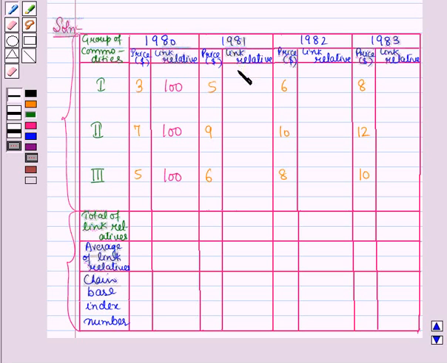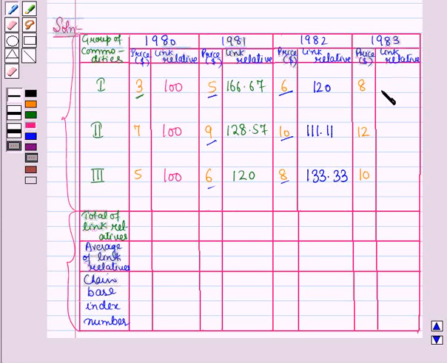Now for the year 1981, the link relative for group 1 will be equal to the current year's price, that is 5, over the previous year's price, that is 3, into 100, which is equal to 166.67. For group 2 it is 9 over 7 into 100, that is 128.57, and for group 3 it is 6 over 5 into 100, that is 120. Now for the year 1982, the link relative for group 1 is 6 over 5 into 100, which is 120. For group 2, it is 10 over 9 into 100, that is 111.11. And for group 3, it is 8 over 6 into 100, that is 133.33.